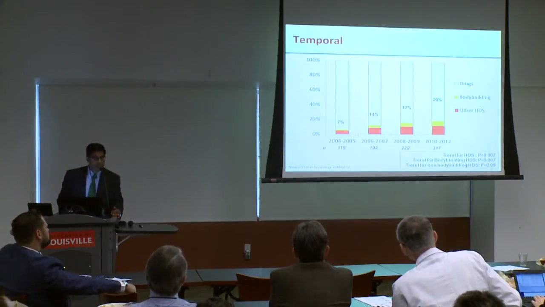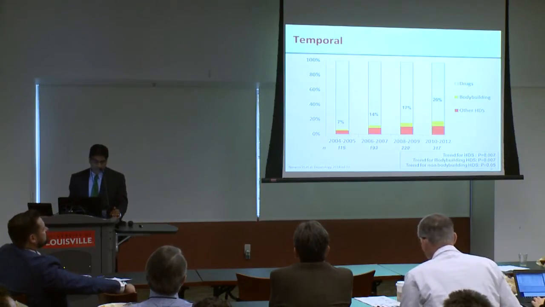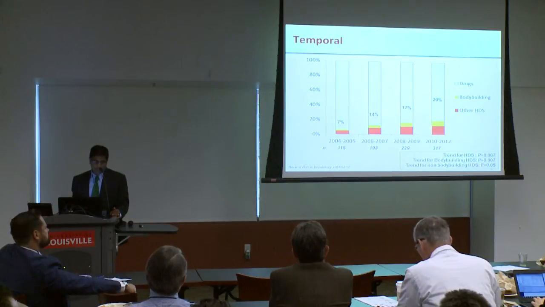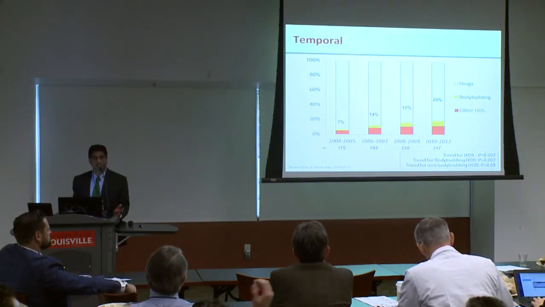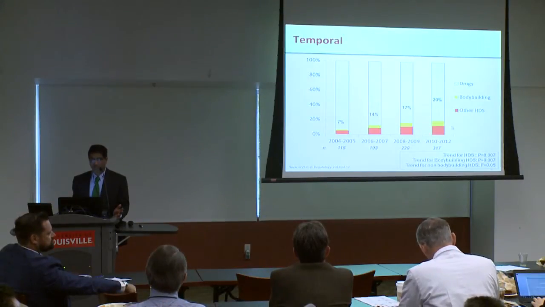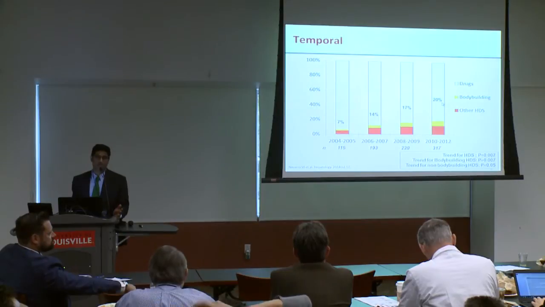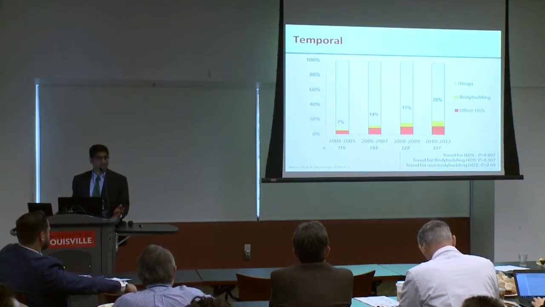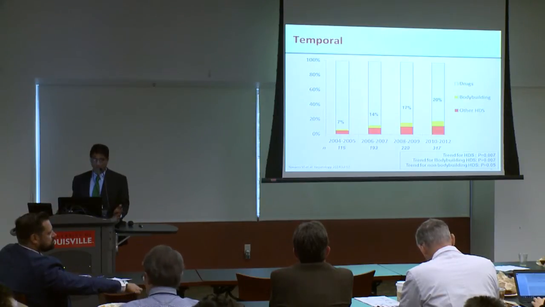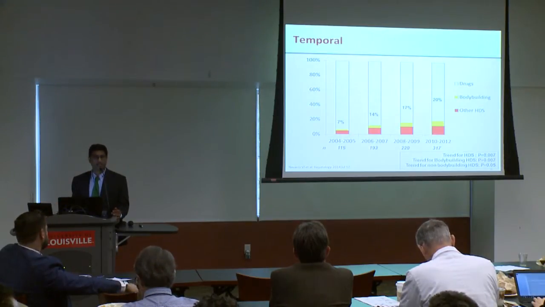So this is the temporal association that we published from the DILIN. In 2004, 2005, 7% of the cases that we enrolled were HDS-related liver injury. By 2012, it was 20%. Either it is prevalence or is it increased awareness from the investigators. Whatever it is, it is increasingly recognized or it is increasingly common.